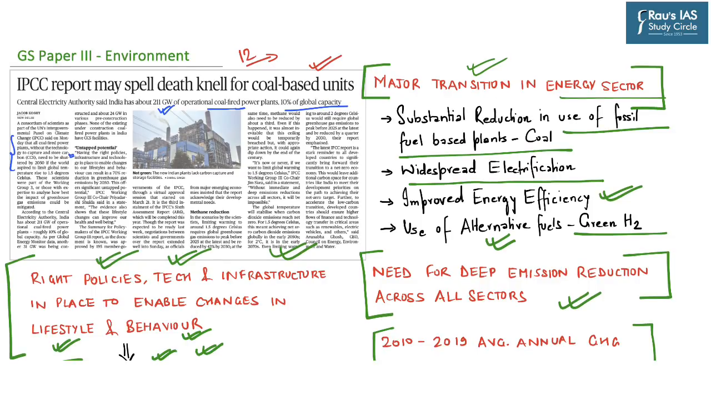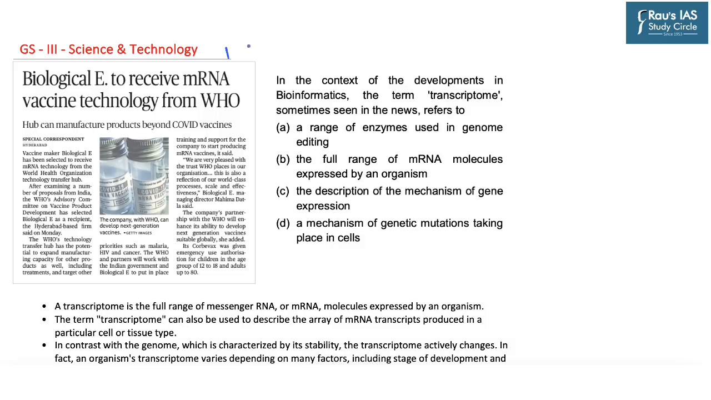Thus, this article becomes important mainly from your prelims perspective with respect to environment, and from your mains, this topic gets covered under GS paper 3. With this, let's take up the next two articles also from the perspective of prelims examination. Now, this news appears on page number 12. It says Biological E to receive mRNA vaccine technology from WHO.